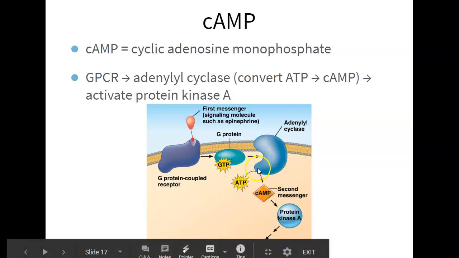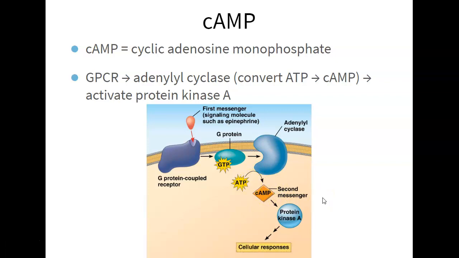ATP can turn into cyclic AMP that can act as a second messenger to do things later on. So again, energy is still required, but in a little bit different way.